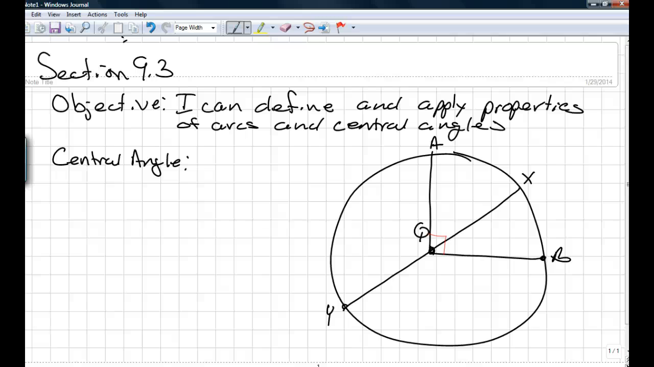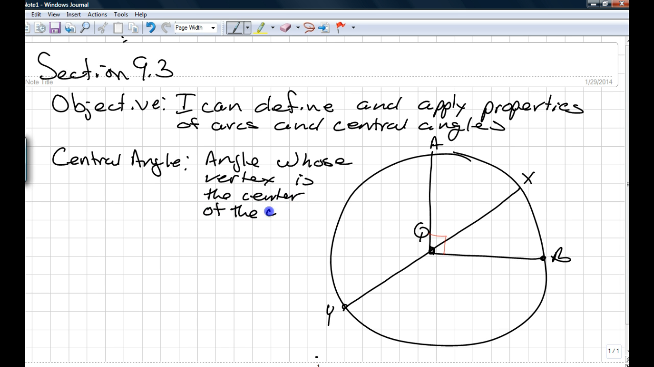Section 9.3, our objective today is I can define and apply properties of arcs and central angles. So first we're going to define what a central angle is. A central angle is an angle whose vertex is the center of the circle. Or in other words, an angle formed by two radii.